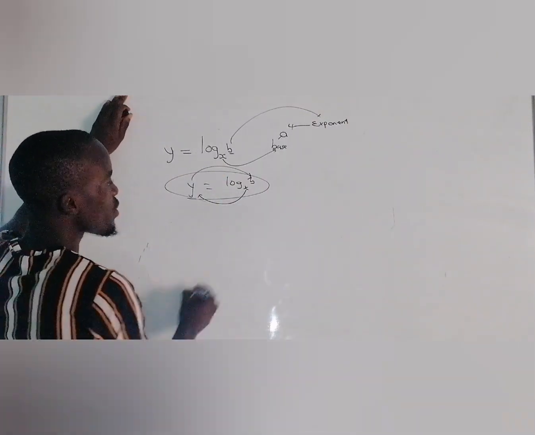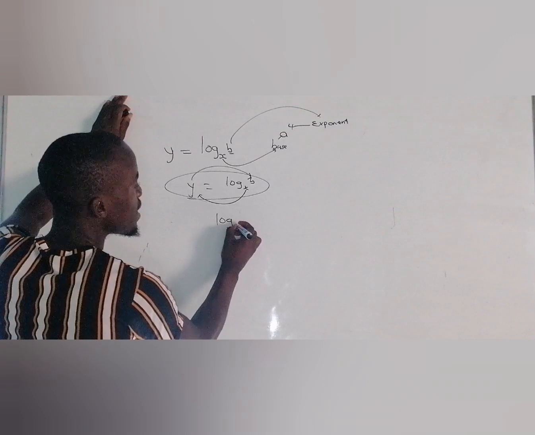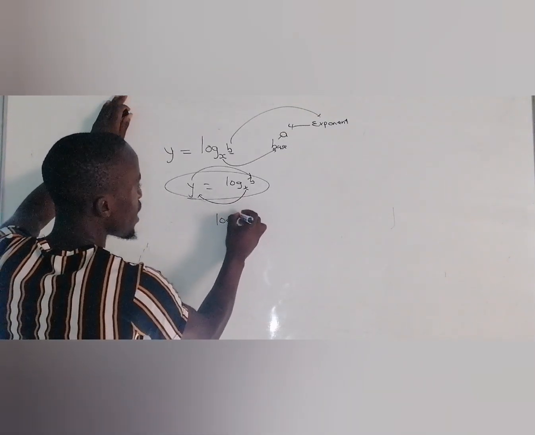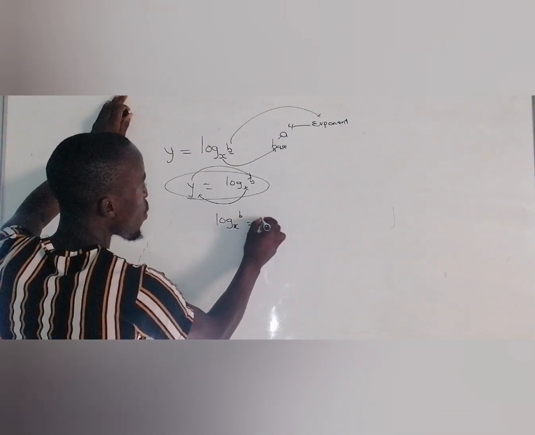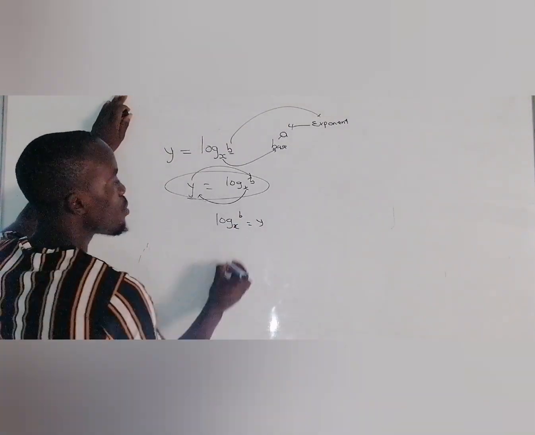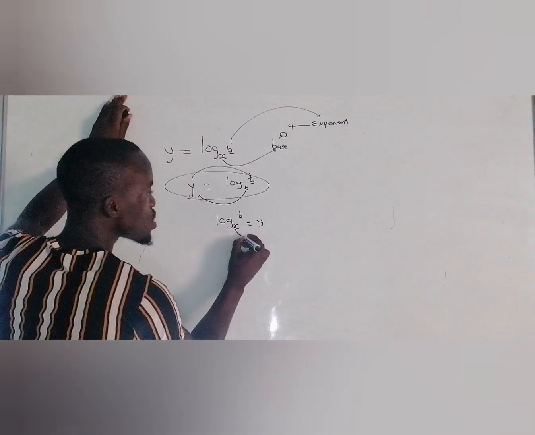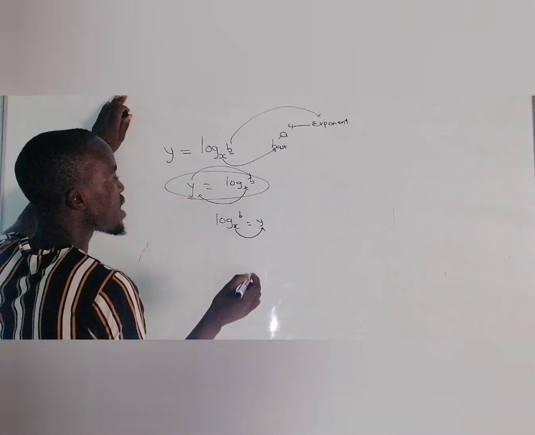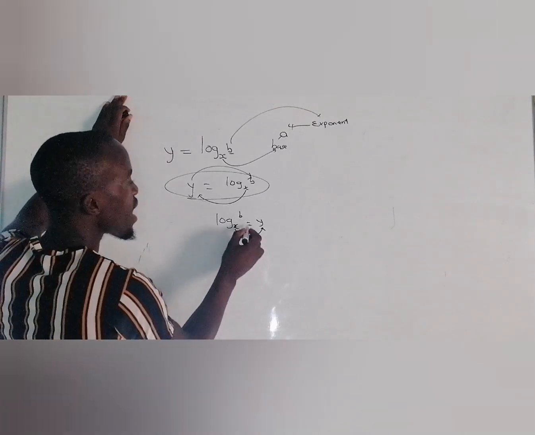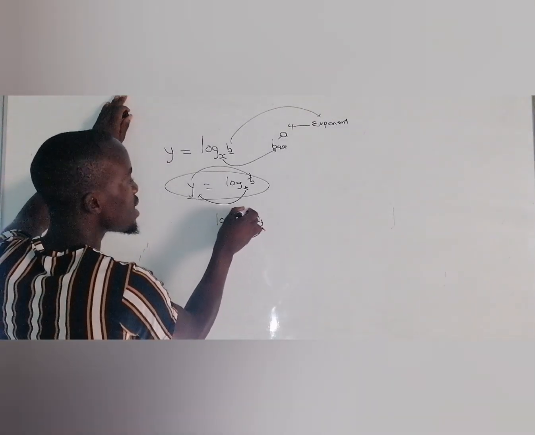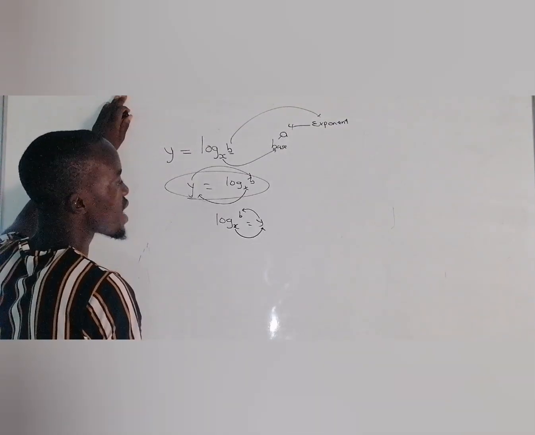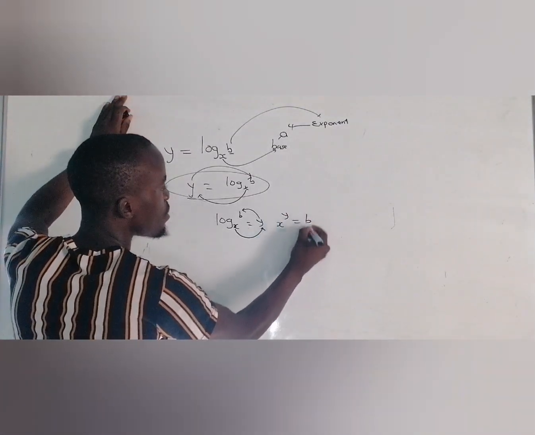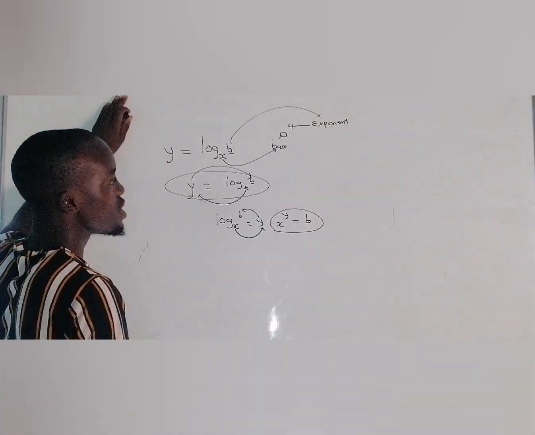the base equals the exponent. For example, let me say log b base x equals y. They want you to write it in an exponential form. We'll say the base to the power whatever is on the right hand side of the equal sign equals the exponent on the left, meaning that our answer will be x to the power y equals b. So I've written it in an exponential form.